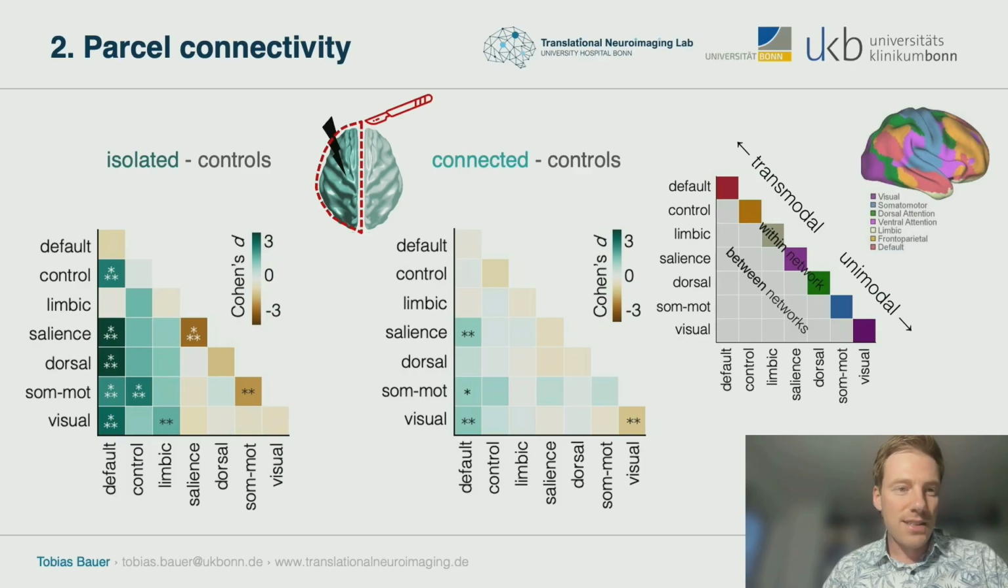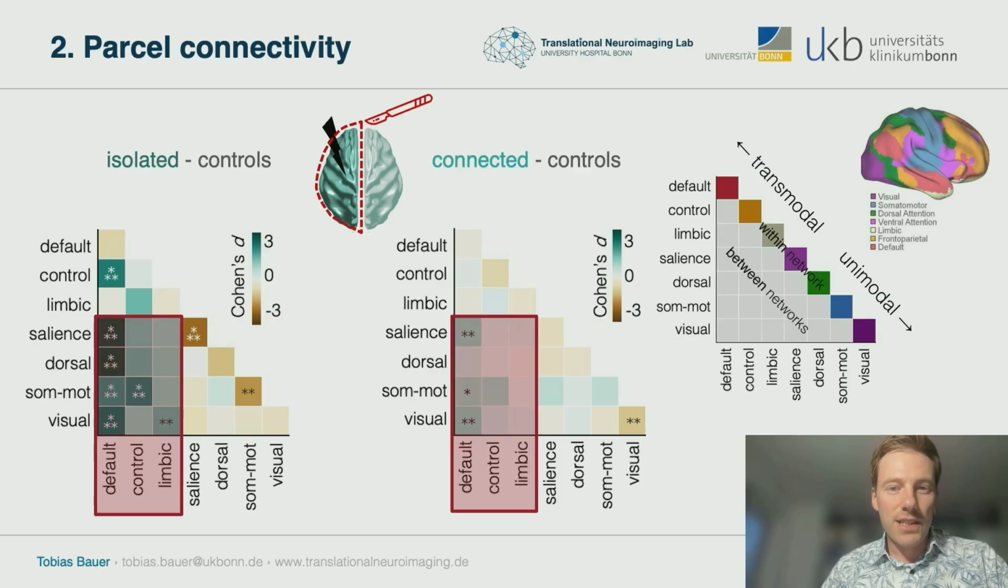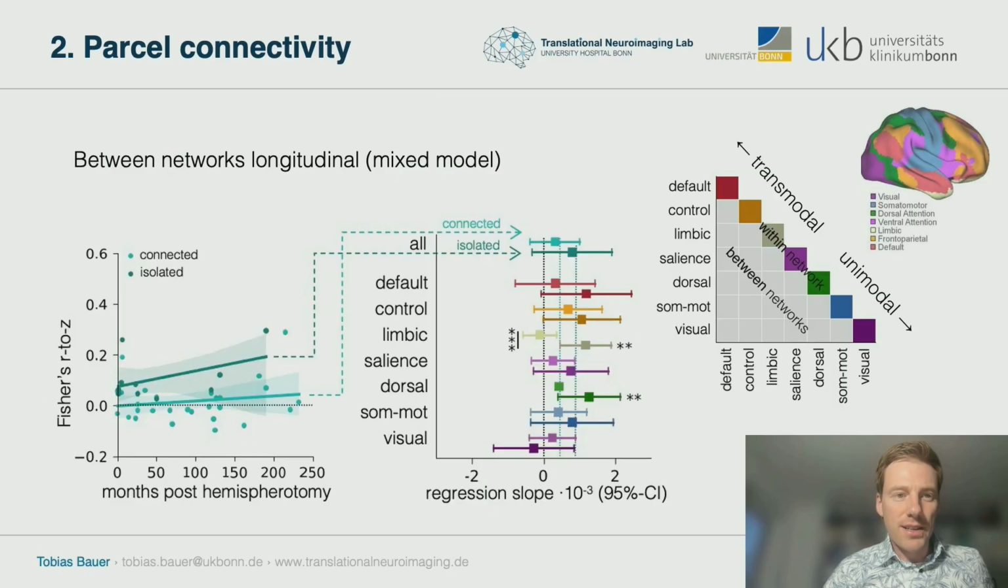But as a general tendency, mainly we found an increase in between network connectivity, both in isolated and connected hemispheres, between the transmodal networks, especially default mode network, but also control and limbic network, and the unimodal networks, so visual, somatomotor, dorsal, and salience networks. We looked at this also longitudinally.